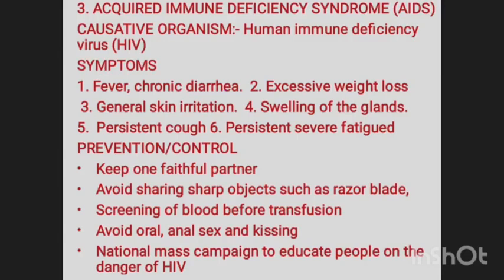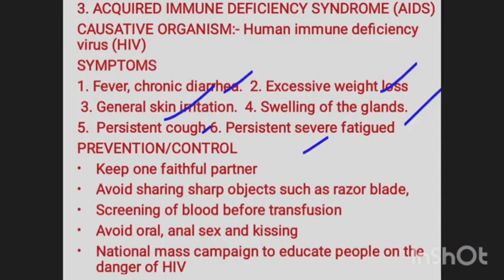fever and chronic diarrhea, where you begin to lose water from your body, excessive weight loss, general skin irritation, swelling of the gland, persistent cough, persistent severe fatigue. That means you get tired easily, the person begins to cough unnecessarily, most of the glands begin to swell. Now let's look at a way to prevent this particular deadly disease.